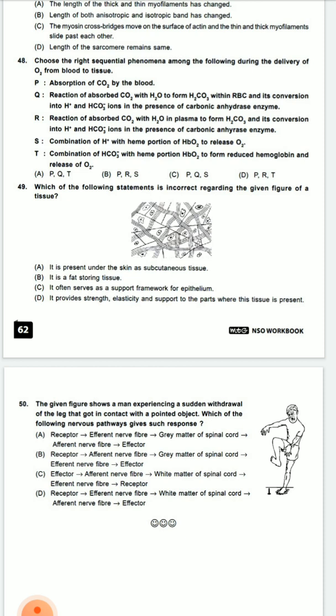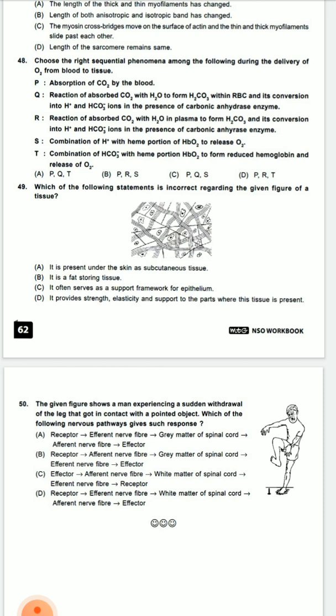The correct option will be B, because whenever there is a sudden withdrawal of a leg, it is the receptor which sends the message to the afferent nerve fiber, and then it sends the message to the gray matter of the spinal cord, and from the spinal cord the efferent nerve fiber gets the message and takes it to the effector.